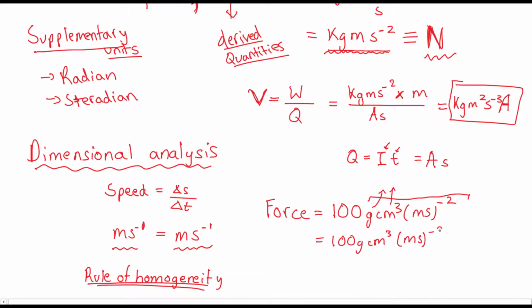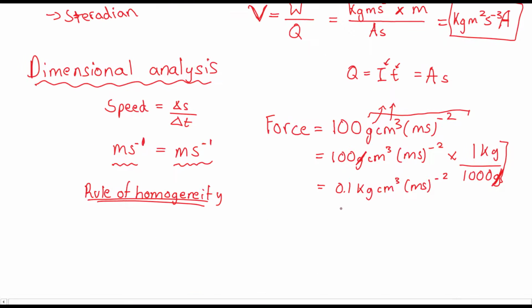So first you write it out and you multiply by 1 kilogram upon 1000 grams. Now this over here is naturally going to be the same as multiplying by 1, which doesn't change the equation in any way, but it allows you to cancel this grams with this grams as they're being divided, leaving you with 0.1 kilogram centimeter cube meter second raised to power minus 2. Now you could directly convert 100 grams into 0.1 kilogram, but as we'll see with centimeter cube now, whenever I try to do it directly, I often make a mistake.